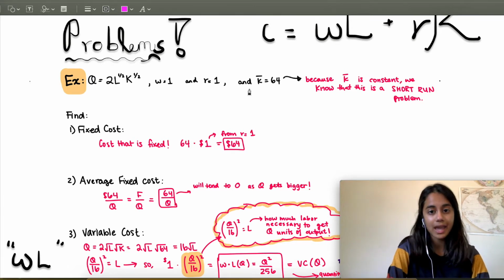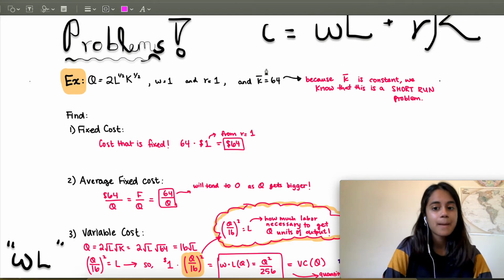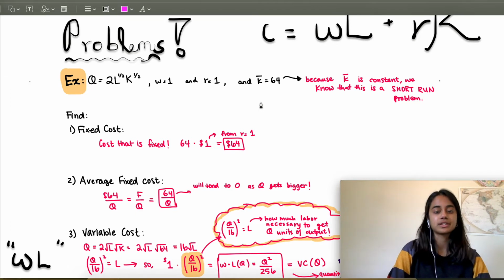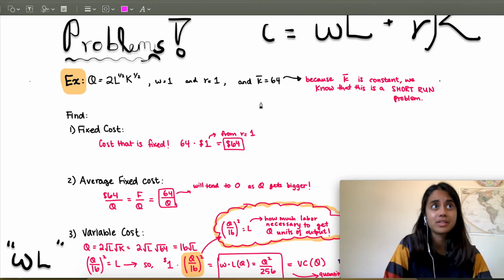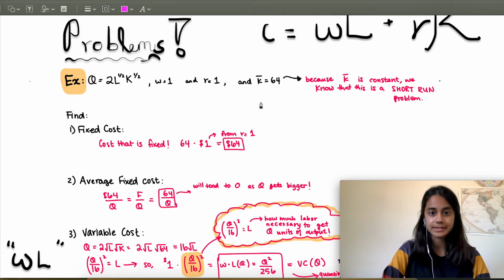And then K bar, right? K with a bar on top is equal to 64. That basically means that K, that capital, is our constant. So whenever we see that the capital is constant, you can assume that it is a short run problem. In the long run, capital can be anything the company wants it to be, but in the short run, we keep our capital constant.